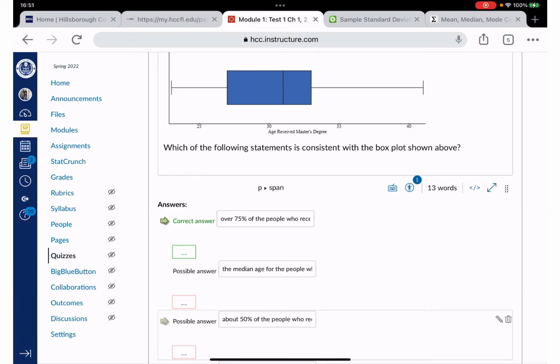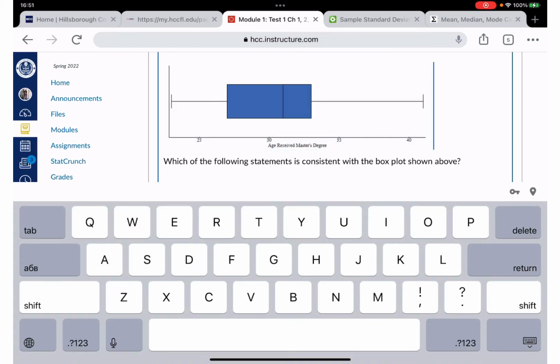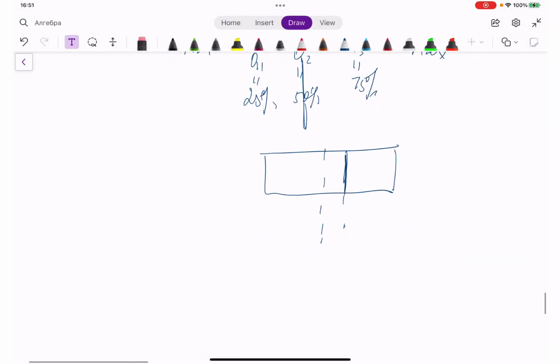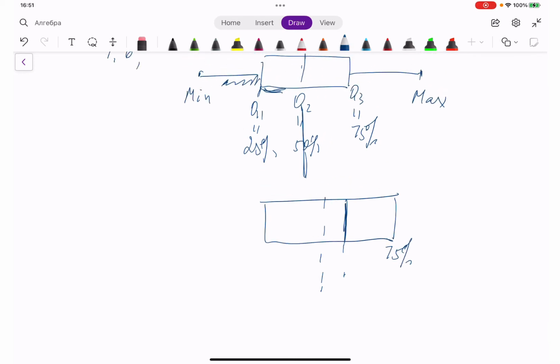And finally, the correct answer: over 75% of people who received a master's degree were under 35 years old. So over 75%. Look at this box plot. They are here. Let me draw. This is 75%. Right? Here it is. And it says over 75% of people who received a master's degree were under 35 years old. Let's see.